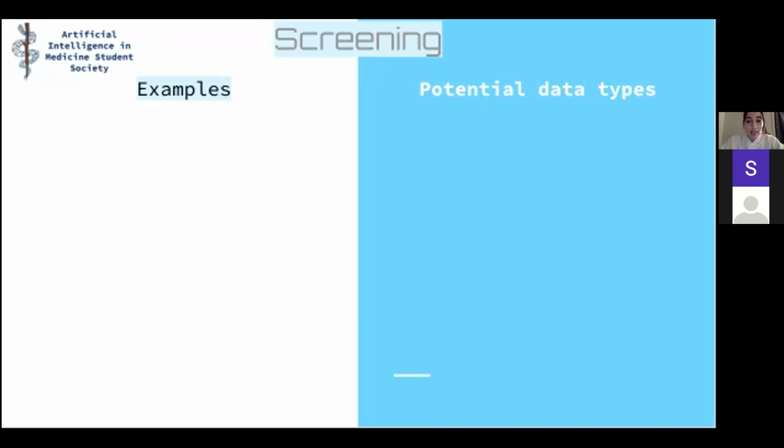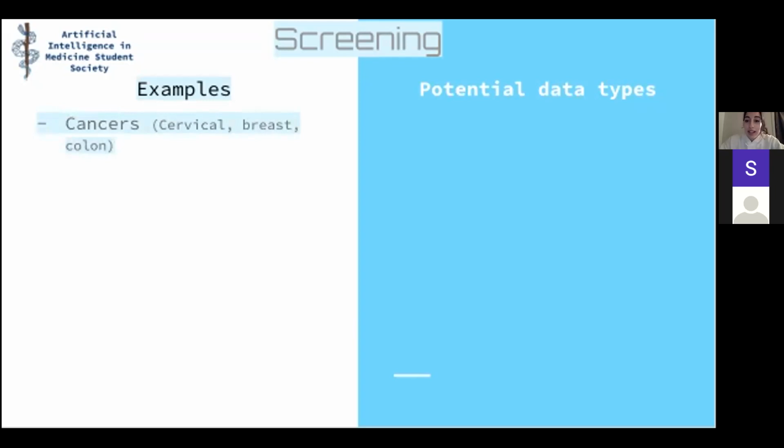Genetic abnormalities. Okay, that's a pretty good one. Any other ideas? Okay, so in the doctor's office, cancer screening is a really big one. Yes, signs of cancer, good.